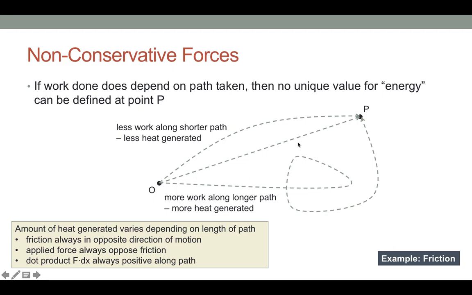The amount of heat generated as I go from O to P will depend on how I got there. I cannot define a unique amount of thermal energy at point P. It depends on the history. How did the object get from O to P? If it depends on the length of the path, that's a non-conservative force. Once I see an object sitting right here, I can't say, aha, that must have 3 joules of heat in it. It depends on how it got there. Therefore, friction is a non-conservative force. I cannot define a potential energy for it. Therefore, it is not considered conserved.